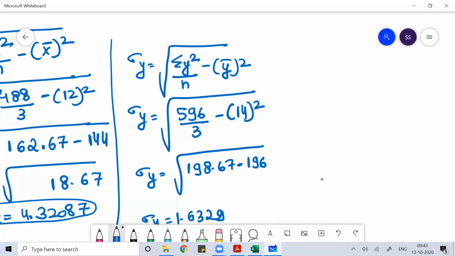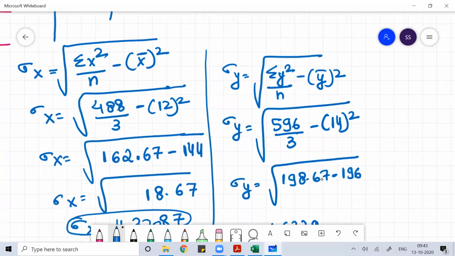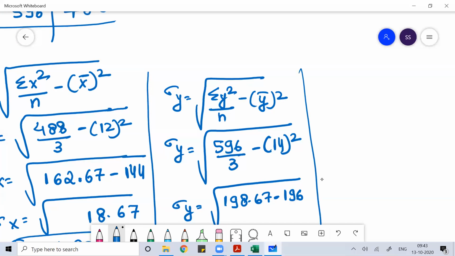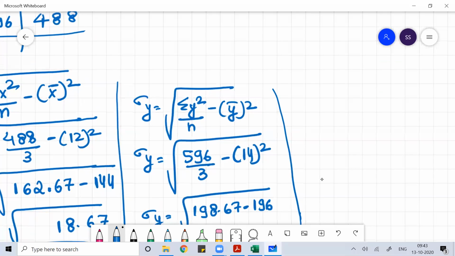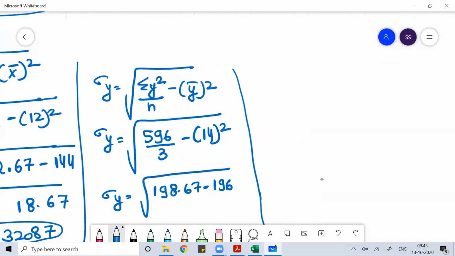So I found the standard deviation of x and y by this formula. You could have used the other formula also, square root of summation of x minus x bar whole square by n. Anything you use, it doesn't matter, you'll get the same answer only. So this is the standard deviation of y.